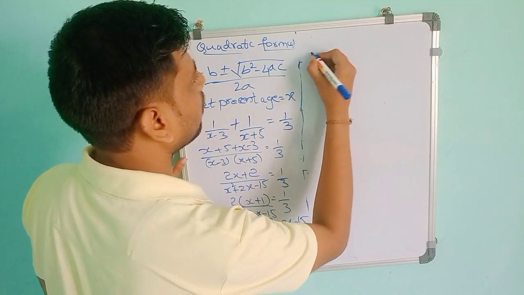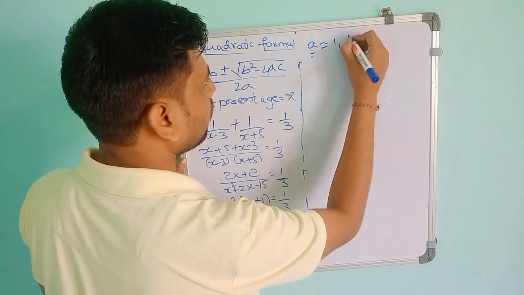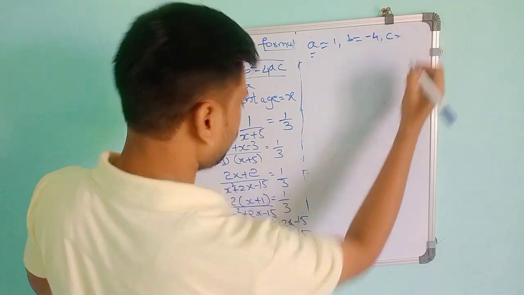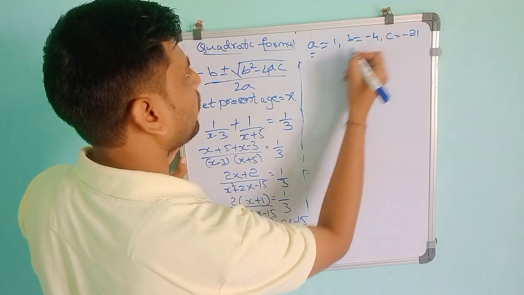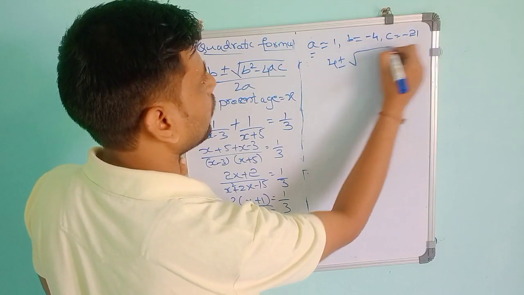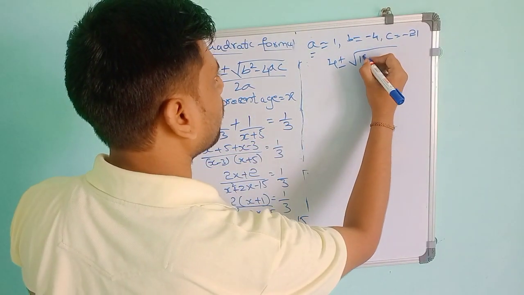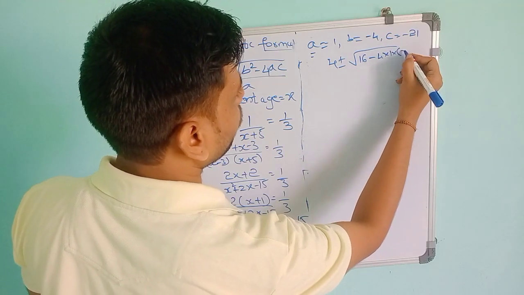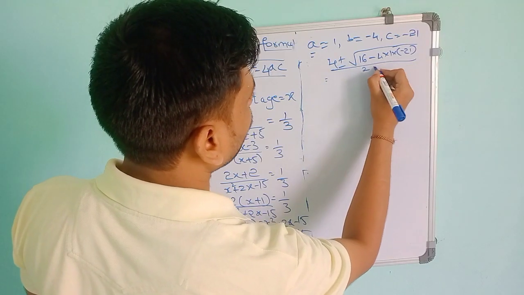So if you take this formula, a is equal to the coefficient of x square, 1, b is equal to the coefficient of x, minus 4, c is equal to minus 21. So if you put this in, b is already minus 4, so minus b means plus 4. Plus 4 plus or minus root of b square. b square is nothing but minus 4 whole square, so it will become 16, minus 4 into a is 1 and c is minus 21, divided by 2 into 1.